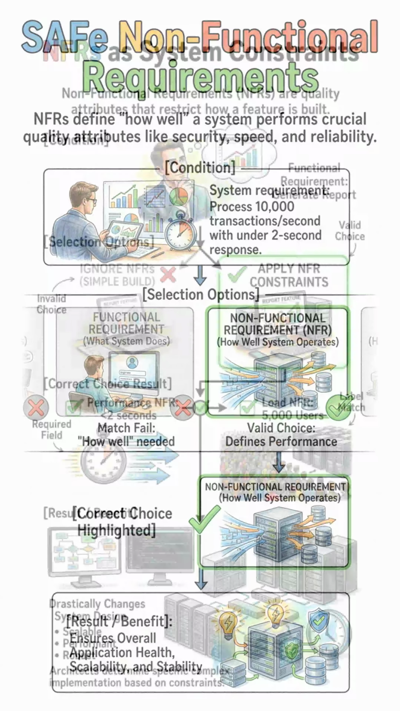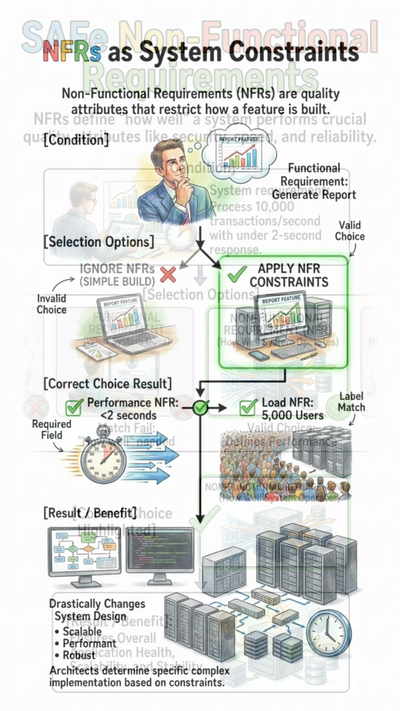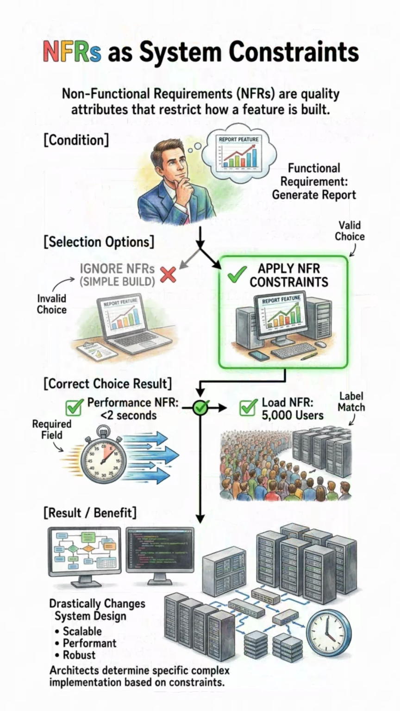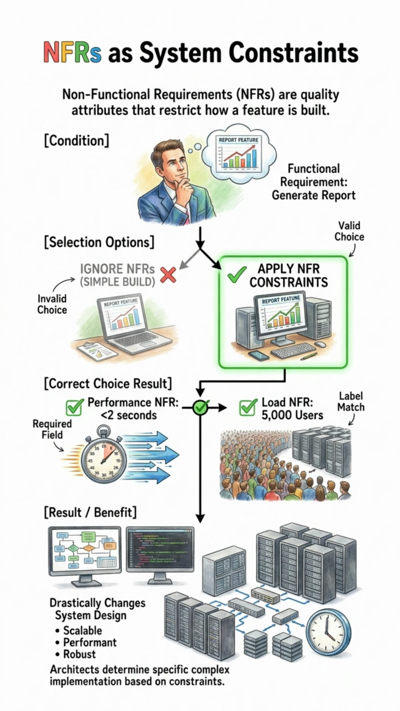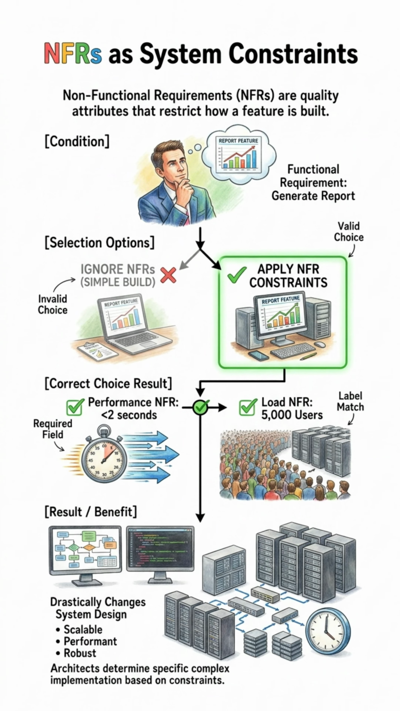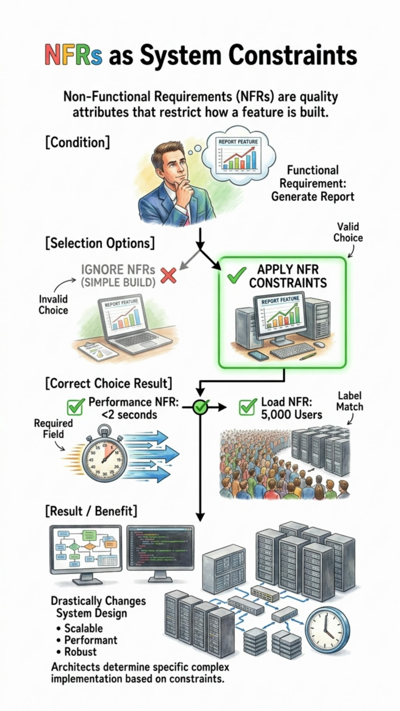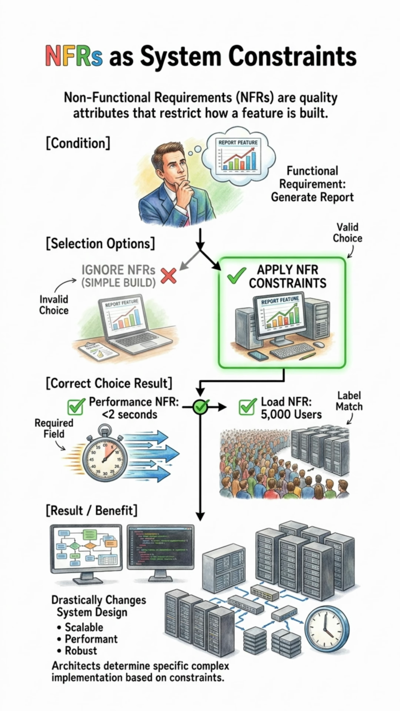It is helpful to think of non-functional requirements as constraints on the system design. If a business owner requests a new reporting feature, the functional requirement is simply generating the report. However, your non-functional requirements might dictate that the report must generate in under 2 seconds and handle concurrent requests from 5,000 users. These architectural constraints drastically change how the development teams will choose to build that specific feature.